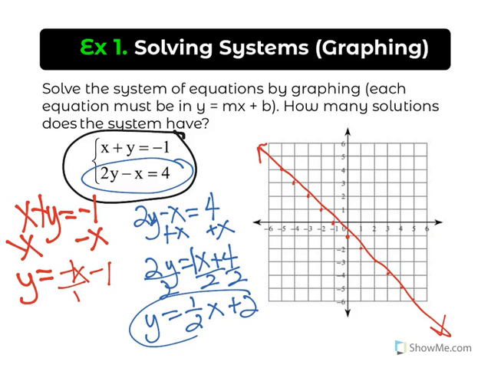So now that we have it in the y equals, we can graph it. So start at positive 2 on the y, go up 1/2, and it's positive, so we need to go this direction. Up 1/2, up 1/2, down 1/2, down 1/2, down 1/2. We got a line here. Okay, and notice that is the point where they intersect. And so that point, let's see, -2, 1, is our answer.